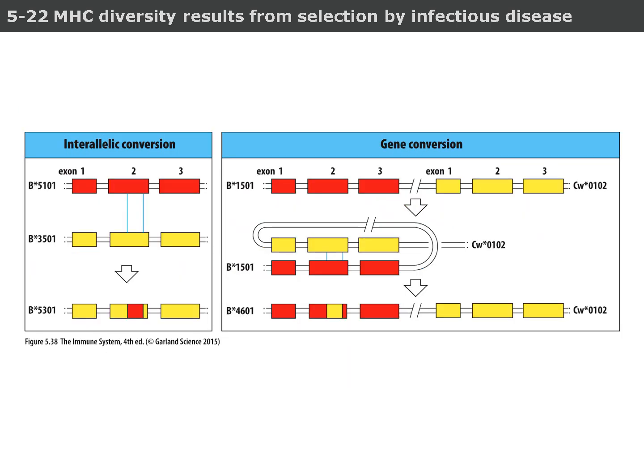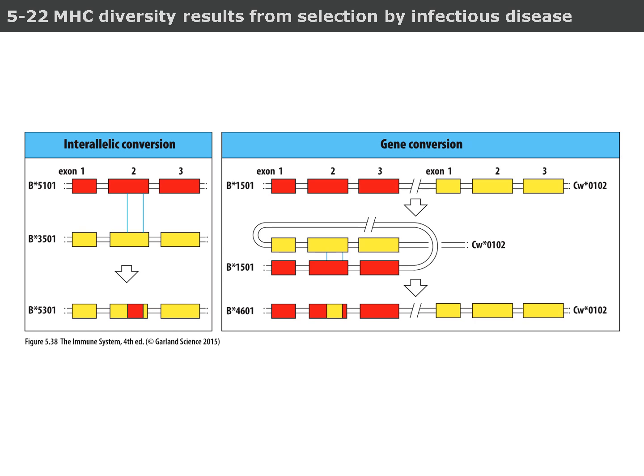populations. This slide illustrates two mechanisms that generate diversity within MHC genes: interallelic conversion and gene conversion. On the left, we see interallelic conversion. Here, segments of DNA are exchanged between two different alleles of the same gene, such as B5101 and B3501. The resulting recombinant allele, B5301, carries a new combination of exons that did not exist previously. This process increases allelic diversity within a population.